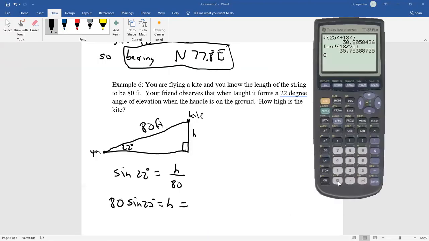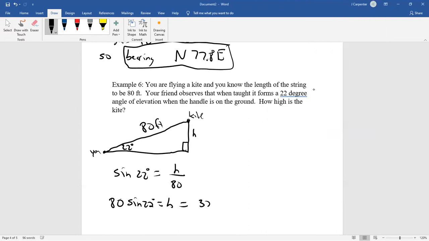80 times sine of 22 degrees. Make sure you're still in degrees if you have to. If you're paranoid, check it. And we get 29.96, which we round to the nearest tenth. The 6 rounds the 9 up to a 10, so the 29 rounds up to 30 feet. There we go. The kite's 30 feet up in the air. About 3 stories high if you say a story's 10 feet. It's not always true, it depends on the building, but it's kind of the average.